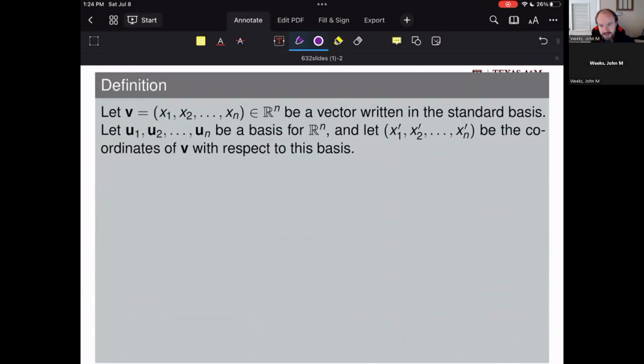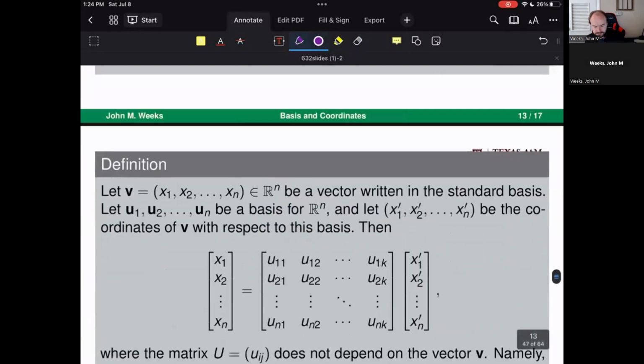Let V be any vector written in the standard basis, and let U1 through Un be a basis for Rn that is our new basis. Let x1 prime, x2 prime, all the way to xn prime be the coordinates of V with respect to this new basis. To be clear, we would write a little subnotation here: U1, U2, Un as a subscript of this coordinate. So we might write it as a subscript there.